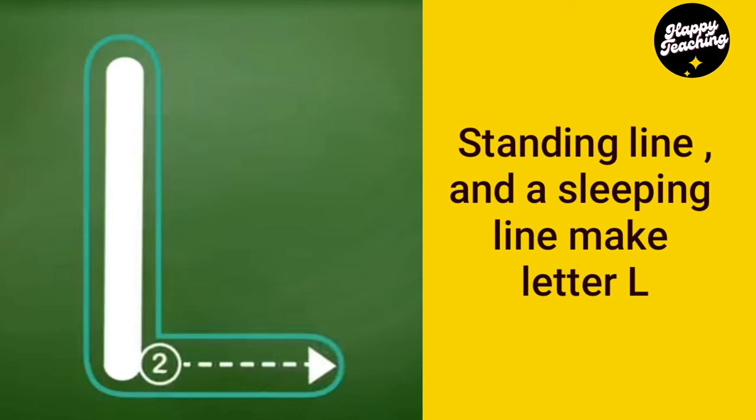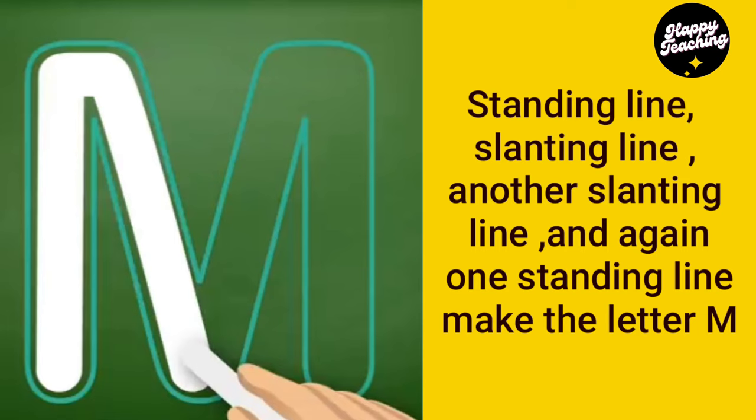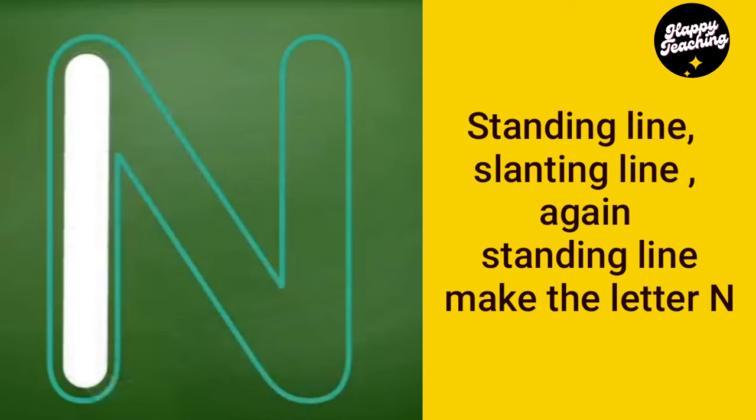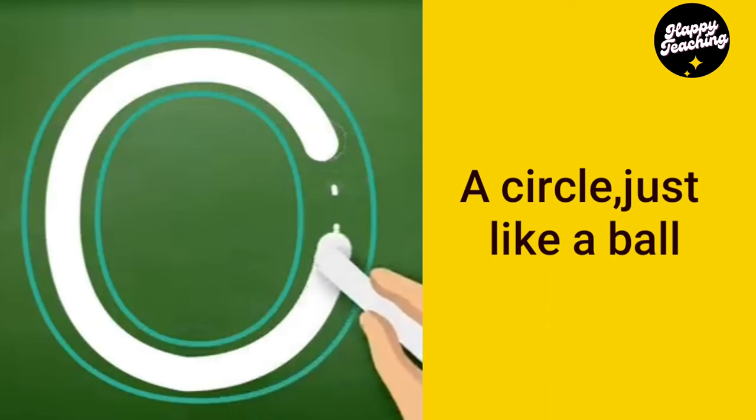Standing line, slanting line, another slanting line, and again one standing line makes the letter M. Standing line, slanting line, again standing line, N. Now it's time to write letter O, just like a ball.